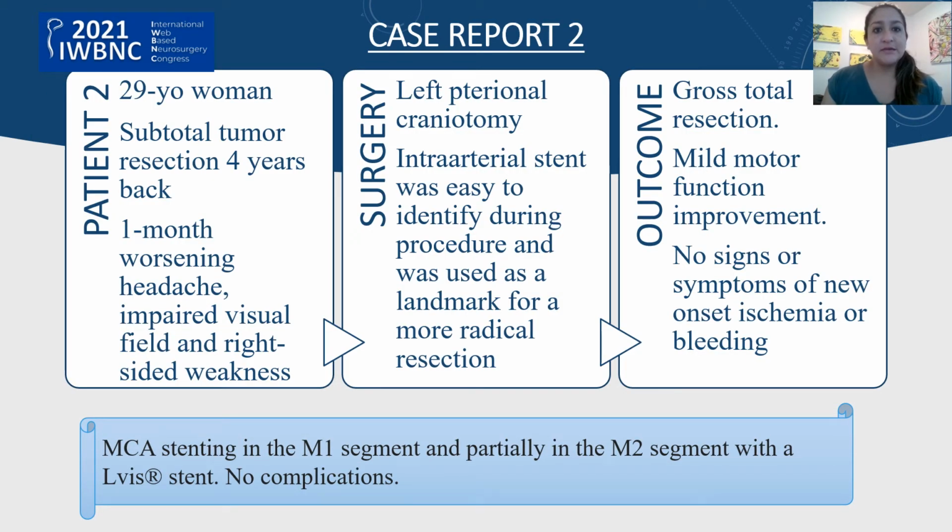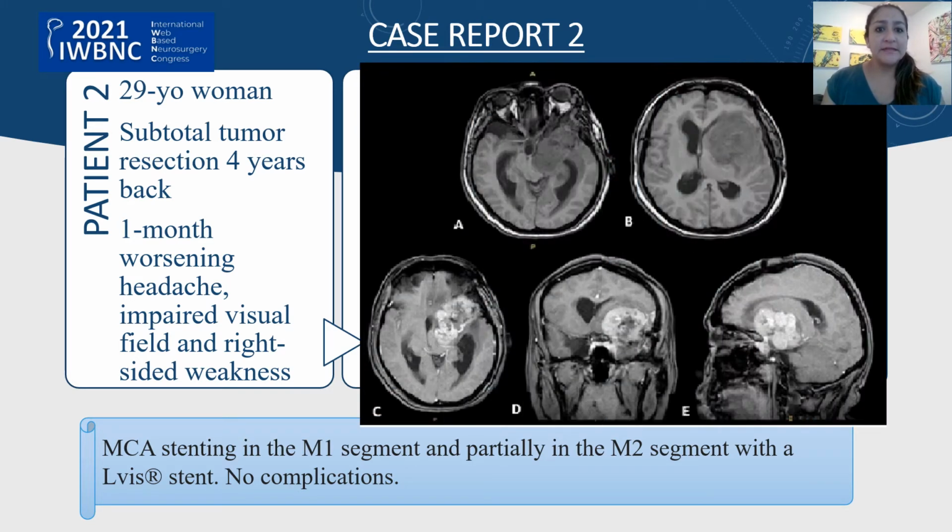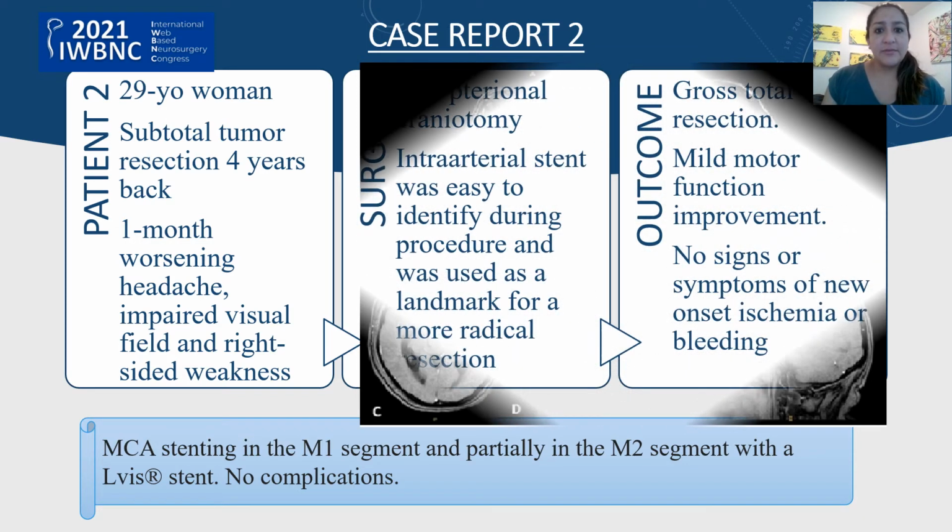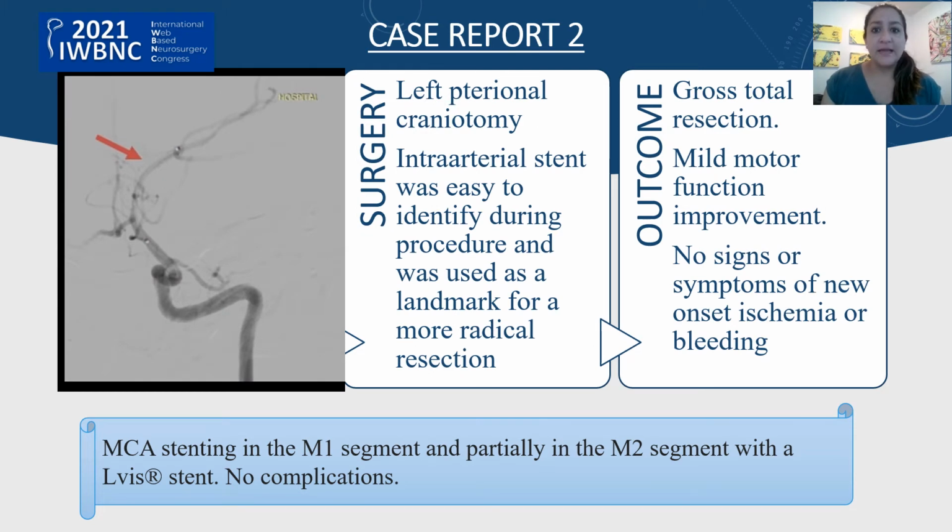A 29-year-old woman with a history of subtotal tumor resection 4 years back. She presented with a worsening headache, impaired visual field, and right side weakness. A contrast MRI revealed a large left meningioma, edema, and midline shift. Brain angiography plus MCA stenting in the M1 segment and partially in the M2 segment was performed with no complication.